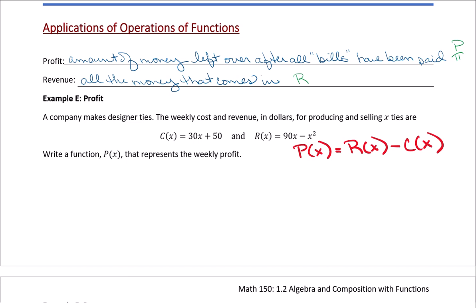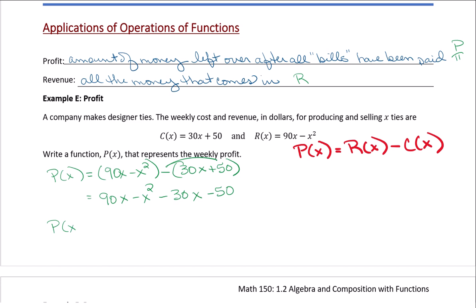So in our case, our profit function P of x would be the revenue function 90x minus x squared minus the entire cost function 30x plus 50. Remember, when we're subtracting, we have to put everything in parentheses, so we'll remember to distribute that negative. After distributing the negative, if we combine like terms, we'll get a profit function of negative x squared plus 60x minus 50.